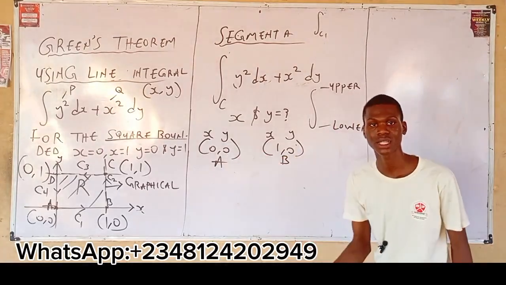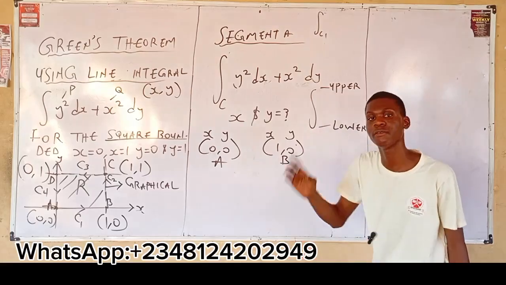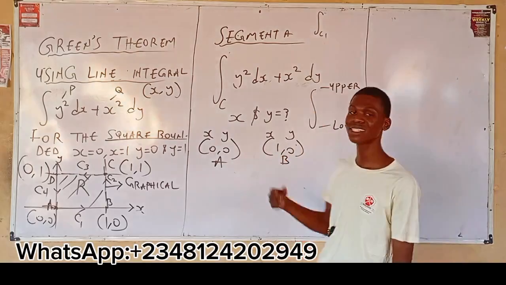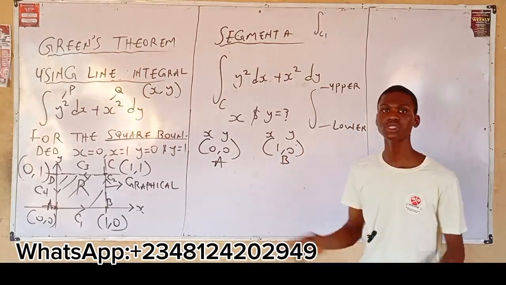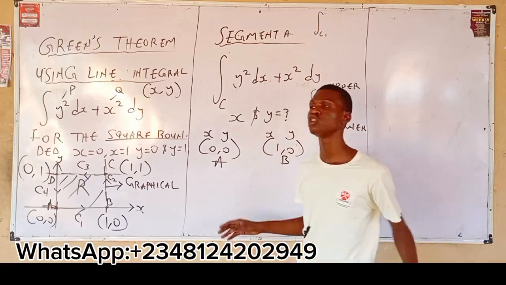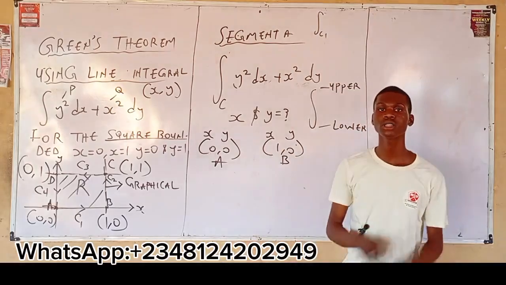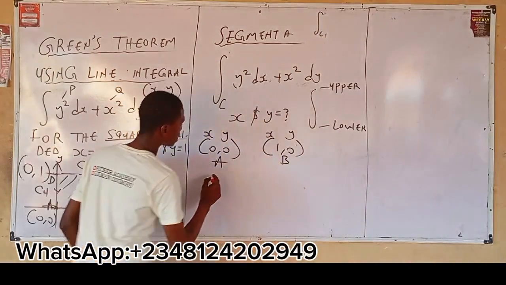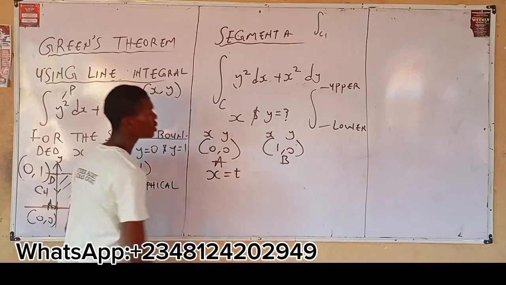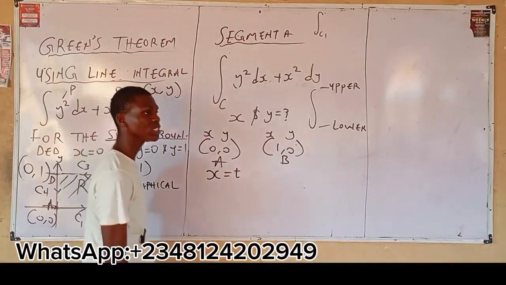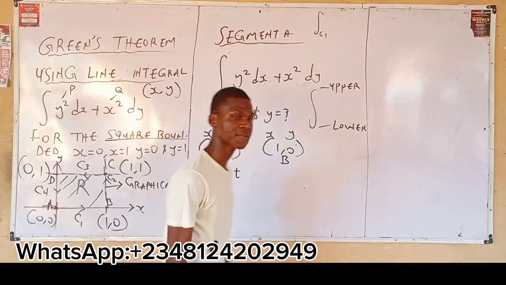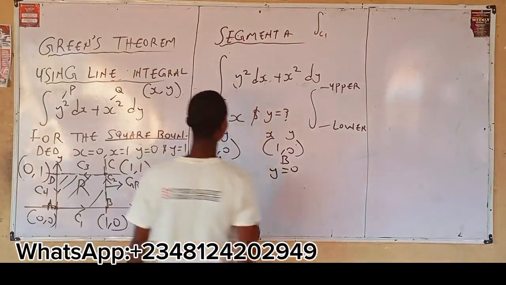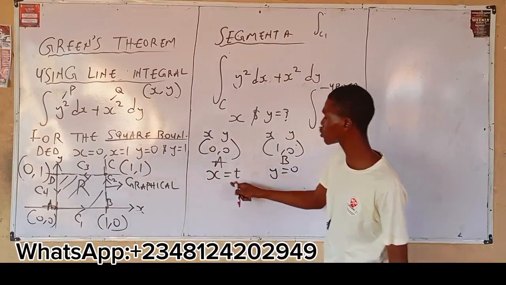Meaning y is constant, or you say y is fixed with a value of 0. Now, since x is changing from 0 to 1, any coordinate that is changing, you substitute it as t. Since x is changing, I have x equals t. Then y is not changing, y is fixed with a value of 0, meaning y equals 0. So for segment A, this is the function of x.